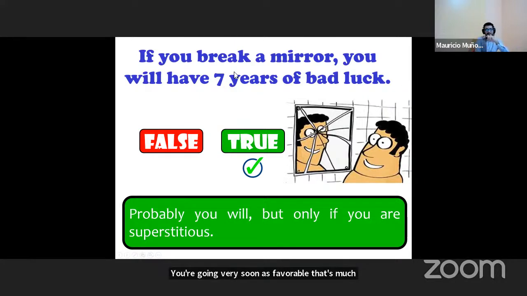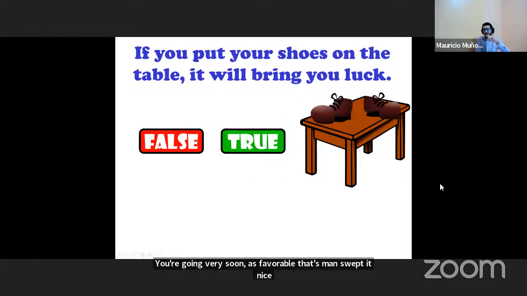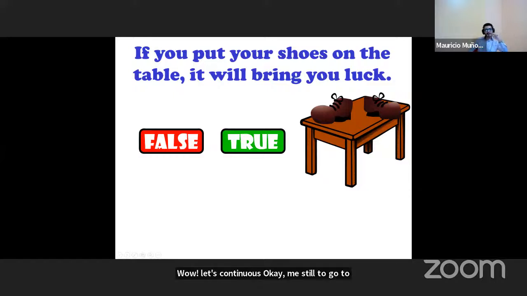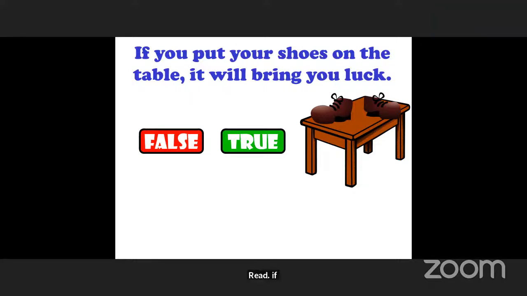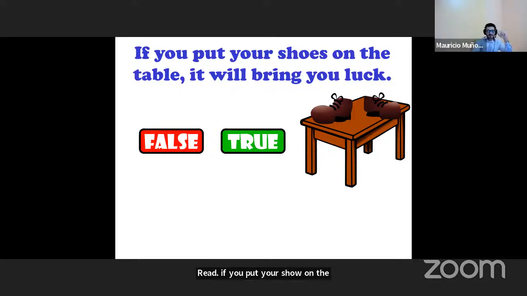Nice, wow. Let's continue. Okay, Mr. Garcés, good afternoon, please. Read. If you put your shoes on the table, it will bring you luck. Ok, creo que hay una superstición en esta, ¿verdad? Mr. Garcés, ¿cuál es la acción?